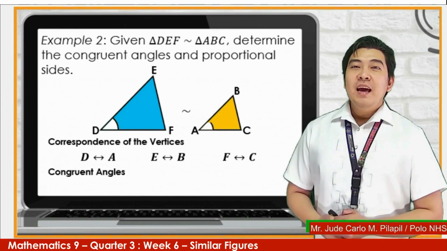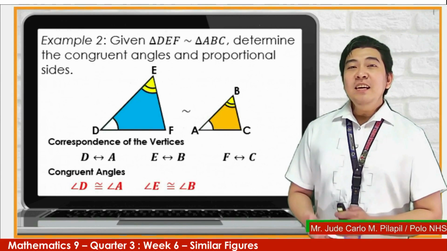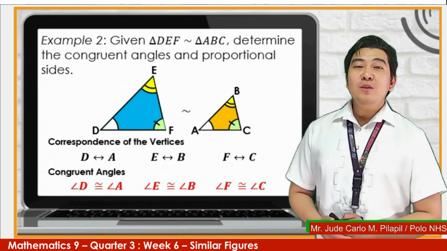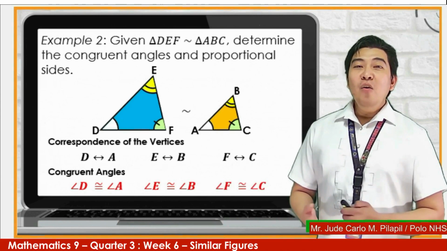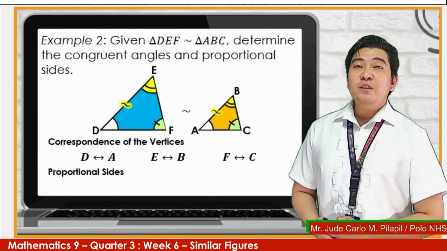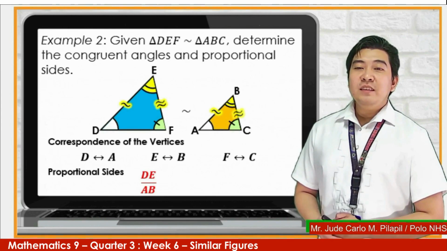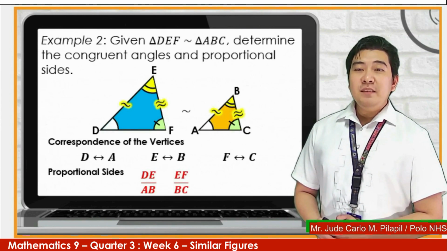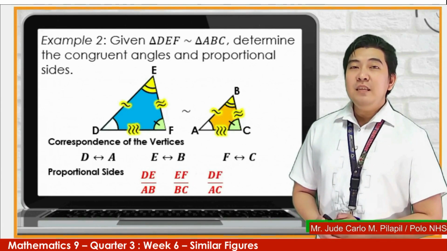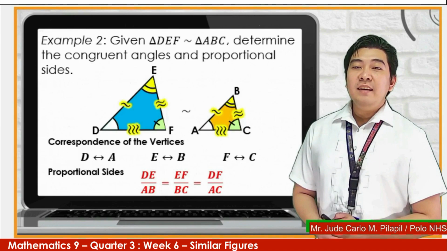The first pair, angle D is congruent to angle A. Next, angle E is congruent to angle B. And the last one, angle F is congruent to angle C. Now, let us have the ratios of the sides. Let us have the first ratio, DE over AB. The ratio of the sides, EF over BC. And the last ratio can be made between the sides DF and AC. Since the two triangles are similar, the ratios of the sides are equal.